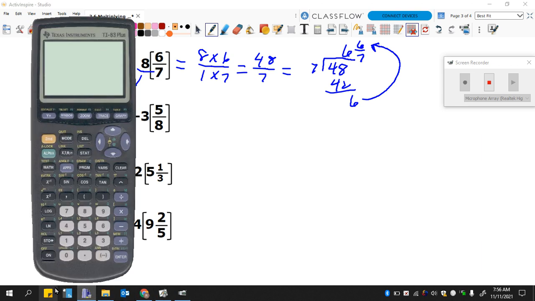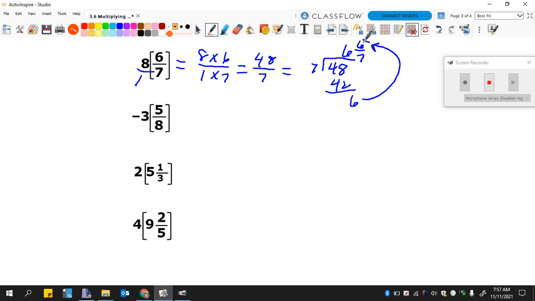So we're just going to go 6 divided by 7, math, enter, enter, and it comes back as 6/7. So it is already in simplest form right here. That's as simplified as it gets.